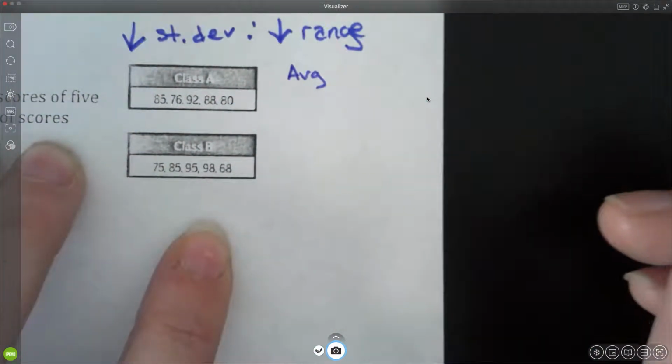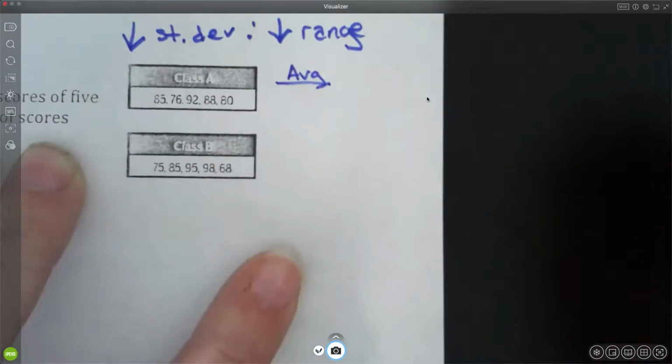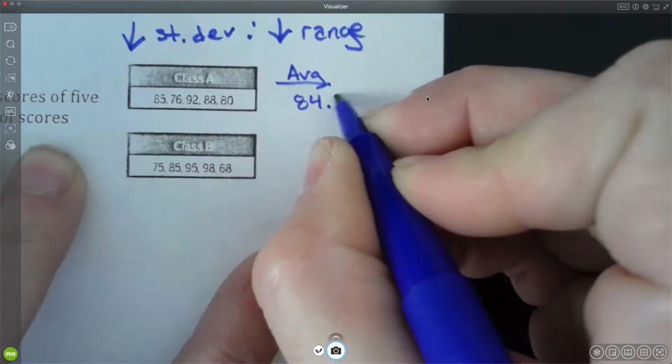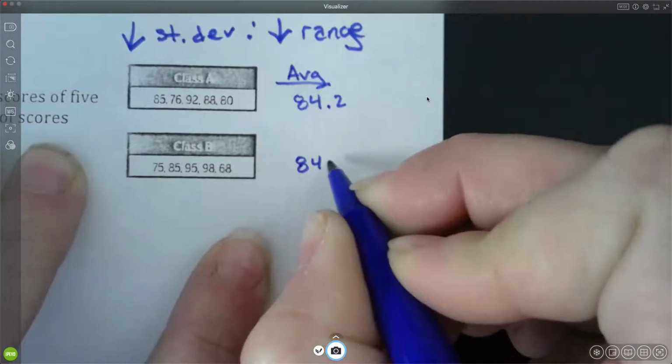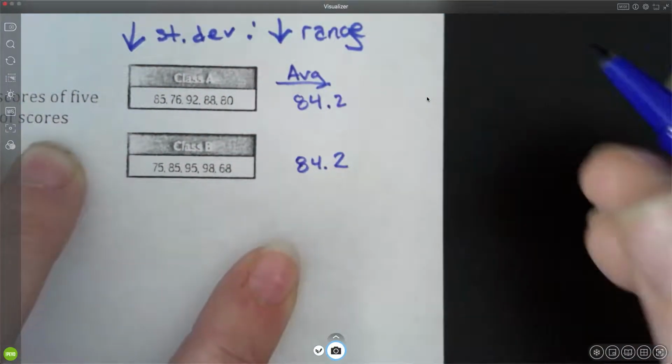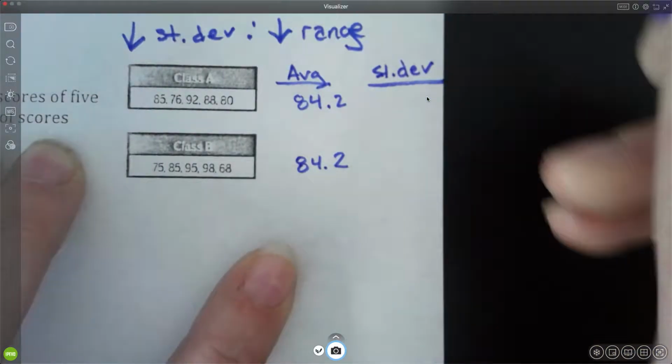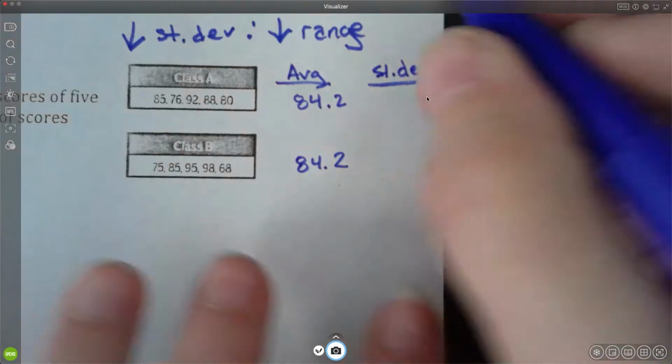What's the average for both of those classes? 84.2. It's written in the paragraph. Both of them have an average of 84.2. Okay, now we're going to find the standard deviation using our calculator. It's a big long formula if we write it all out, but I'm going to do it with the calculator.